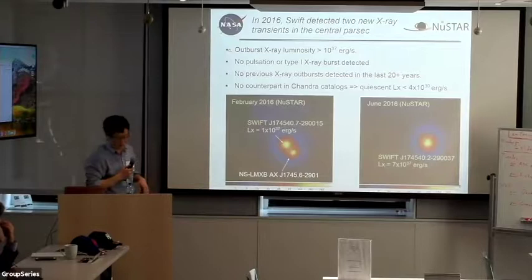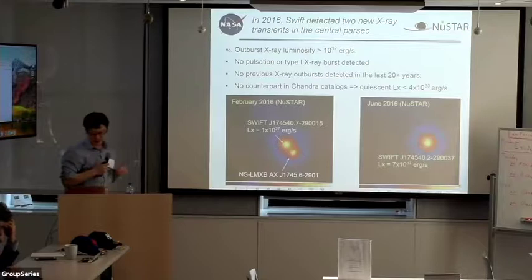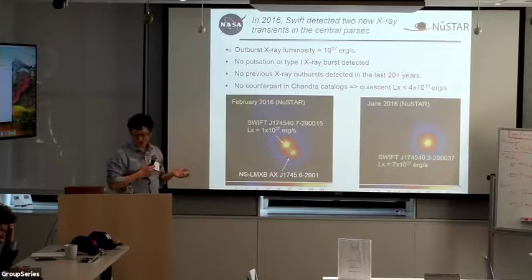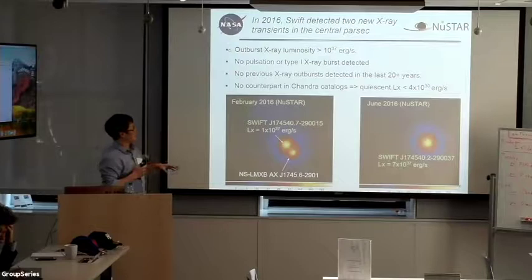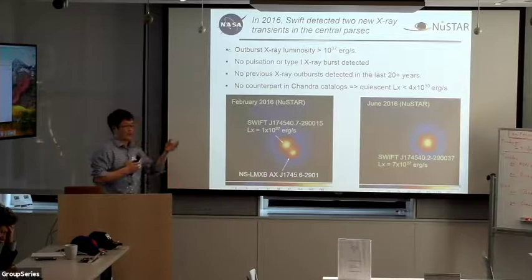First of all, their peak X-ray luminosity is about 10^37 erg per second, so that's a bright end. We didn't detect any pulsation or type-I X-ray burst. And there's no X-ray outburst detected from these sources in the last 20 years, and we found no counterpart in the Chandra catalog. That means in a quiescent state, these transients are very, very faint.